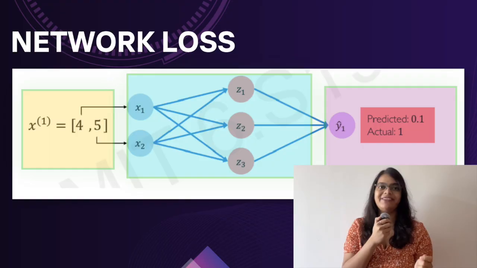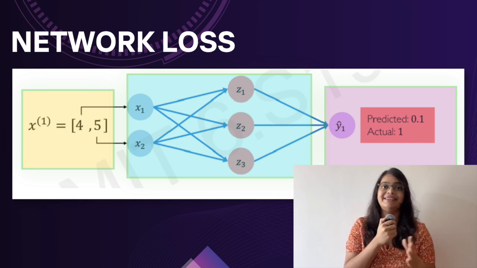Let's say we give the network an input 4, 5. It processes this through its hidden layers and predicts 0.1. But the correct answer was 1. That's not a small mistake. So now we calculate the loss, the gap between the prediction and the reality. A big gap means high loss and a small gap means low loss. This number is what tells the network, you are very wrong, fix this.